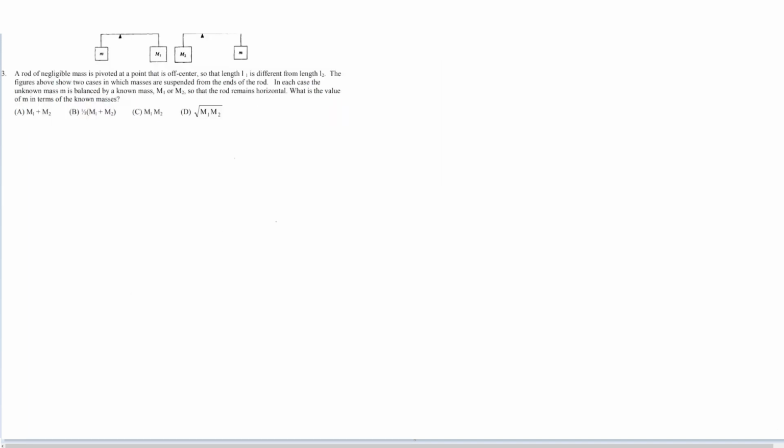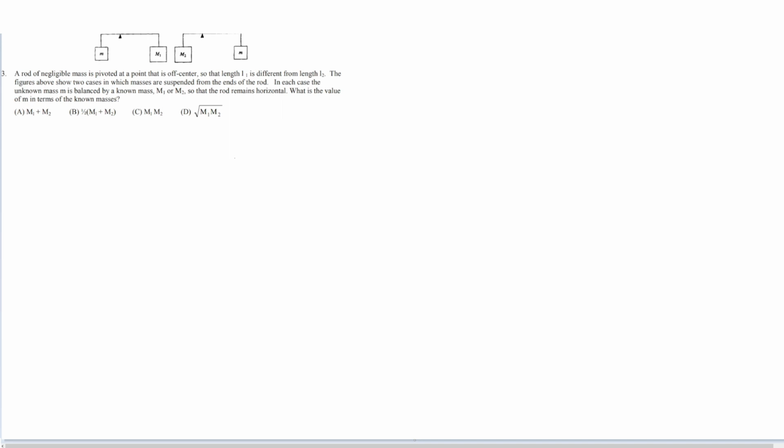All right, so let's take a look at this last question. We're given a rod of negligible mass that is pivoted at a point that is off center, so that the length L1 is different from L2. The figure above shows two cases in which masses are suspended from the ends of the rod. In each case, an unknown mass M is balanced by unknown mass M1 or M2 so that the rod remains horizontal. What is the value of M?